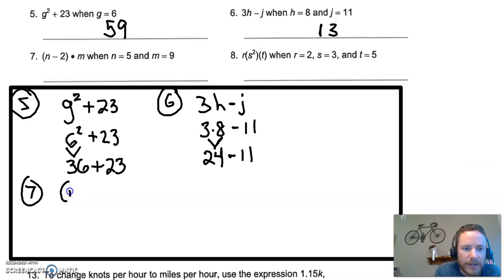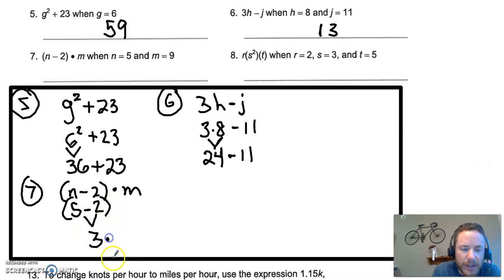Alright, let's check out 7. 7 is parentheses n minus 2 times m. So I'm going to do my parentheses first. N has a value of 5. It says right here n equals 5. So I'm going to do 5 minus 2, and 5 minus 2 is 3. And then right outside those parentheses is a dot. That means times, and it's going to be times m. I need to look up here what m is. M equals 9. 3 times 9 is 27.